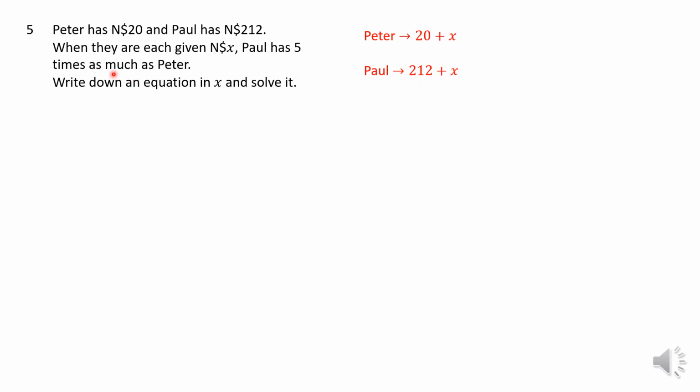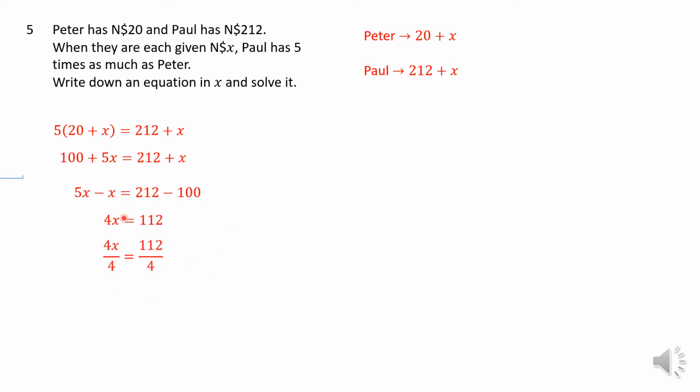Now they're saying that Paul has 5 times as much as Peter. So that means if you want to equate them, whatever Peter has, you take Peter's money times 5, and that should equal what Paul has. Then multiply that 5 over, you get 100 plus 5x. Collect like terms, you get 4x is equal to 112, right? Divide by 4, you now know x is equal to 28.